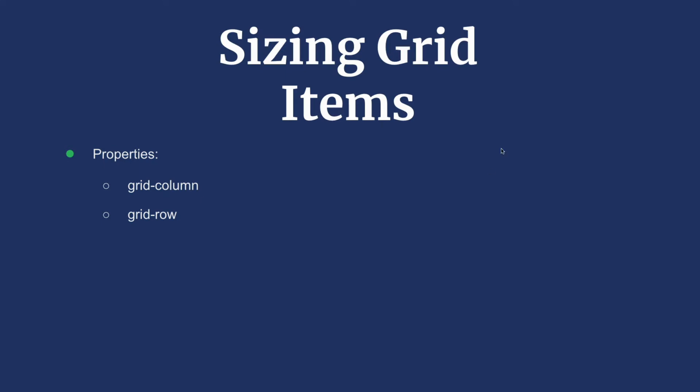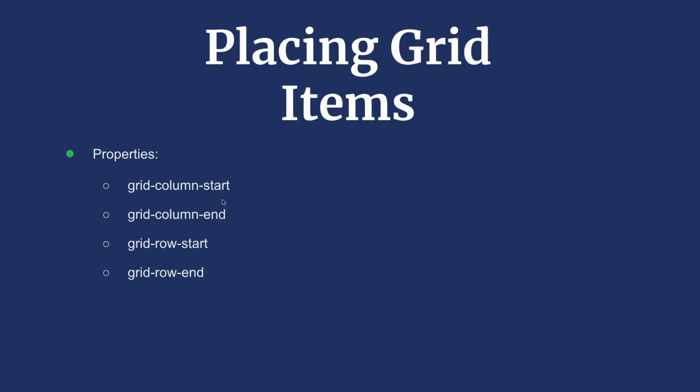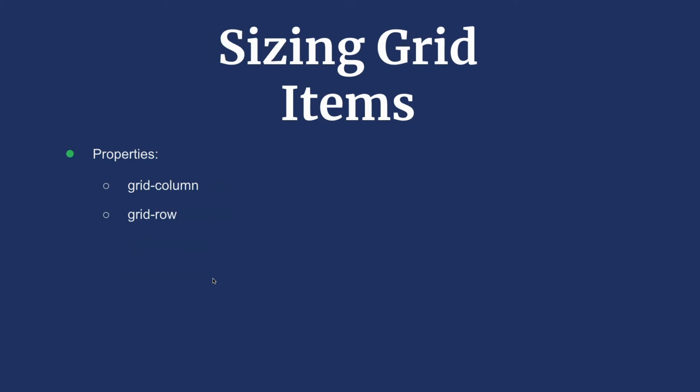grid system. For that purpose we have a few properties, and those are grid column and grid row for sizing grid items. And for placing grid items, we have grid column start, grid column end, grid row start, and grid row end. Okay, let's see from here how we can actually size our grid items.